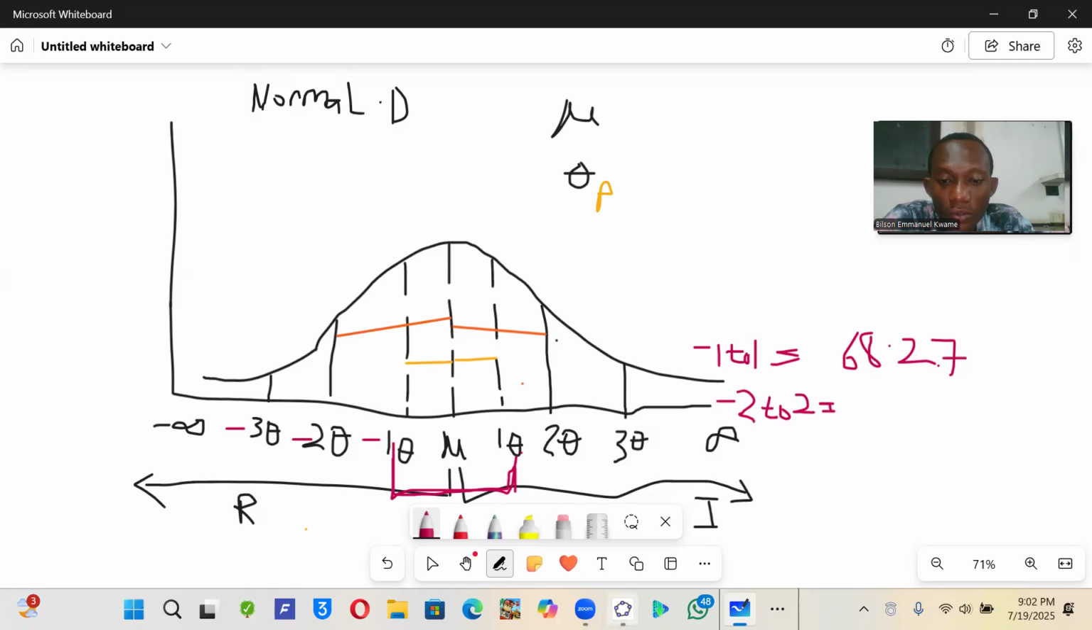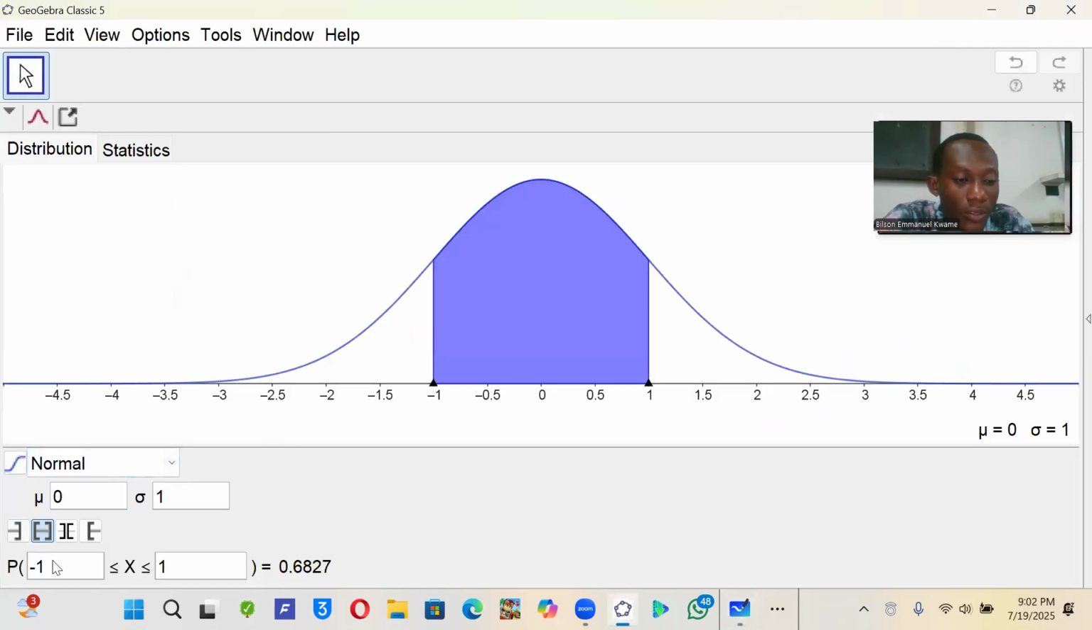So when we go to -2 to 2, we should come here, our input field. This is our input field. Then we type in -2, then on this side we type in 2, right? Then you key in enter. It is going to give you 95.45, right?